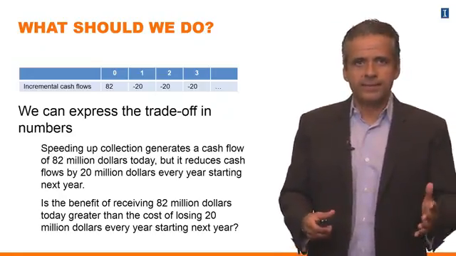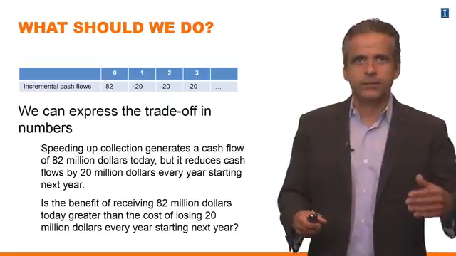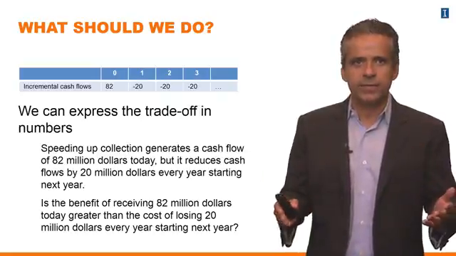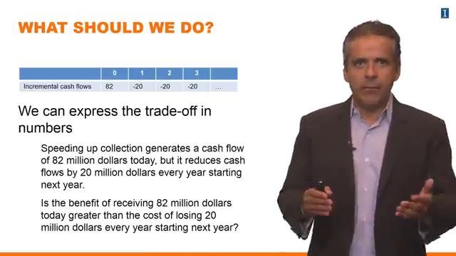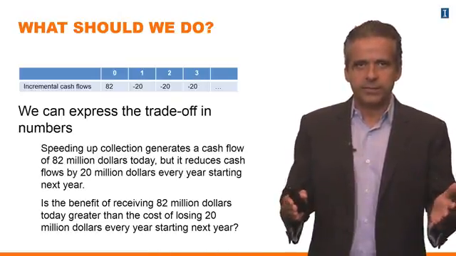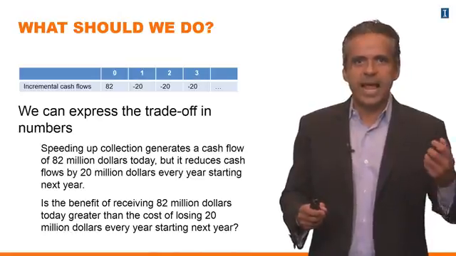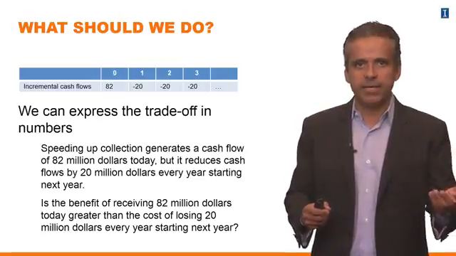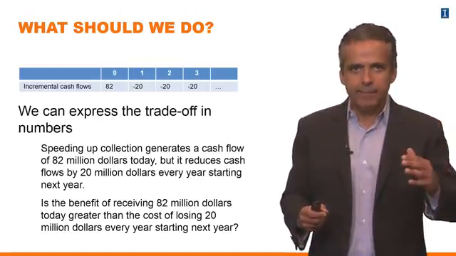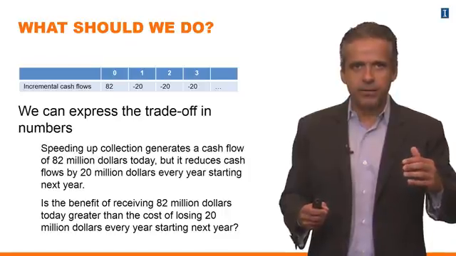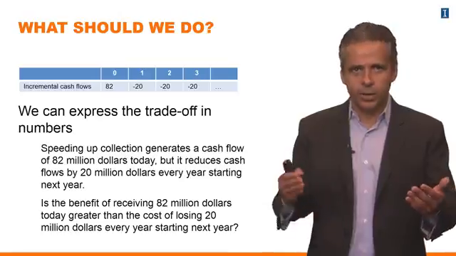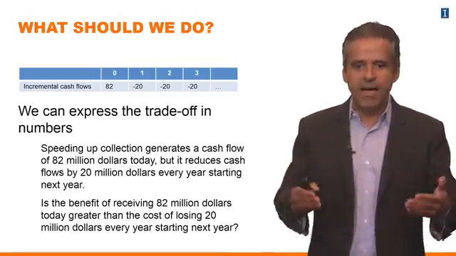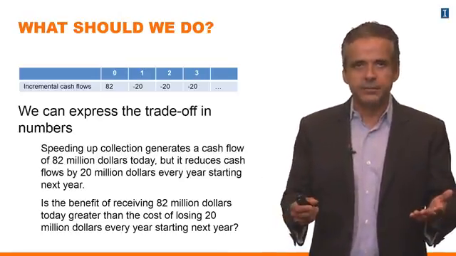So here's the timeline that we just talked about, okay? 0, 1, 2, 3, and then the 3 dots, okay? And now we have the numbers. We have all the numbers here, right? You can express the trade-off we're thinking about in numbers. So if you speed up the collection of receivables, you're going to get $82 million today, and then you're going to lose $20 million every year starting next year, okay?